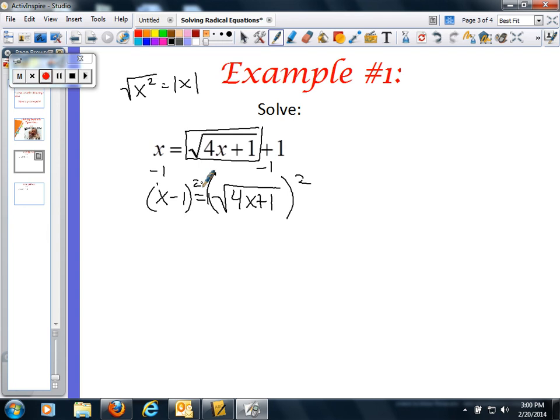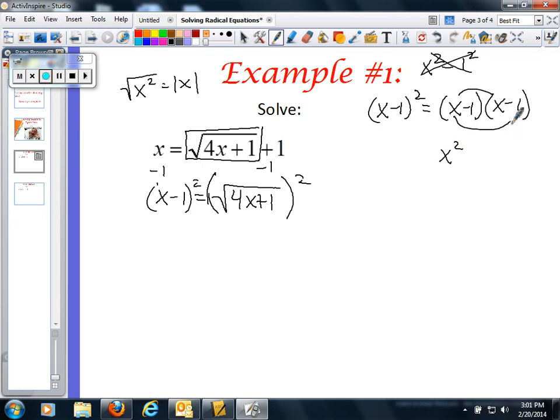Okay? Now, this is x minus 1 squared, which is the same thing as x minus 1 times x minus 1. It does not equal x squared minus 1 squared. This is not the case. Wrong. It's this. So you have to use your FOIL. That's x squared, that's minus x, minus x, plus 1, which gives you x squared. If I add these together, that's negative 2x plus 1.